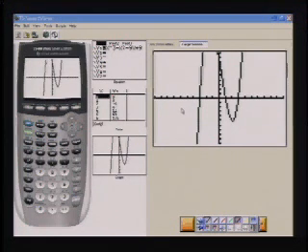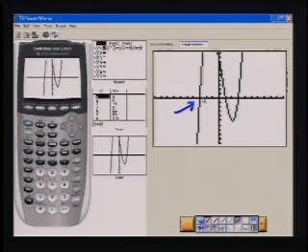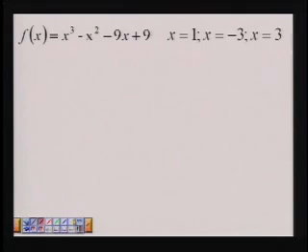This time, looks like I have a root right here at negative 3. There seems to be one here at 1, and another one here at 3. So now I have to verify all 3 of those roots. Again, we can test these 3 roots by substituting them into the original polynomial, or we could use the synthetic division that we just talked about. I'm going to try that one.